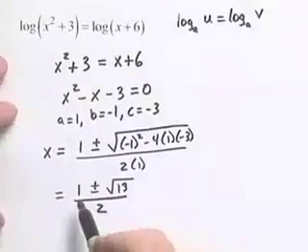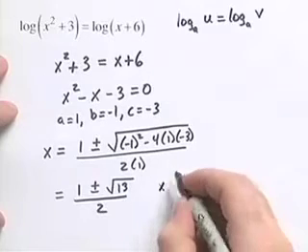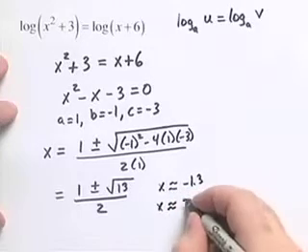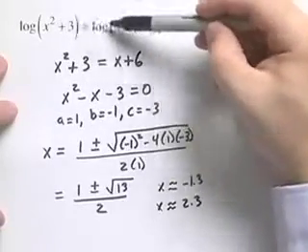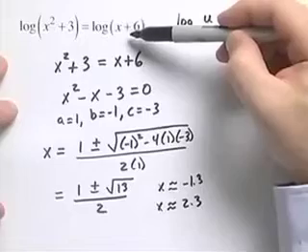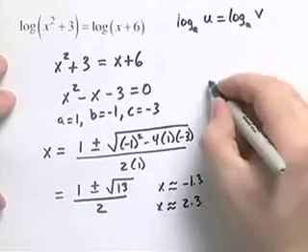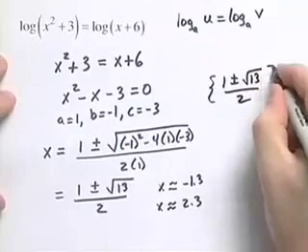It's important when solving logarithmic equations that we do check the solutions that we get, because sometimes doing operations in our equations can yield extraneous solutions. In this case, we have 1 plus or minus the square root of 13 divided by 2. If we put that in our calculator, we'll see that x is approximately -1.3 and x is approximately 2.3. If we check in our original equation, neither value will yield a negative value inside the logarithm, nor will they yield 0, so both of these solutions will work. Our solution set will be 1 plus or minus the square root of 13 over 2.